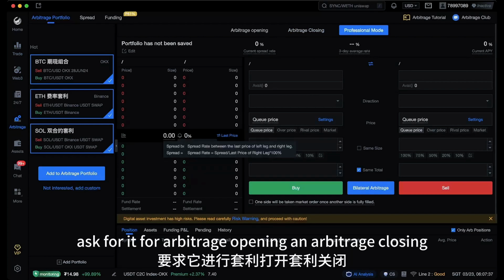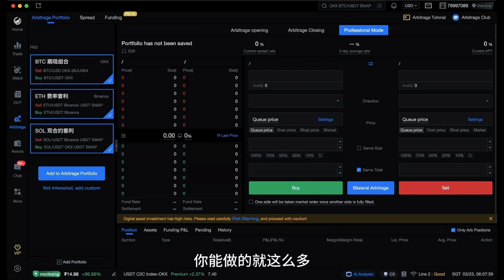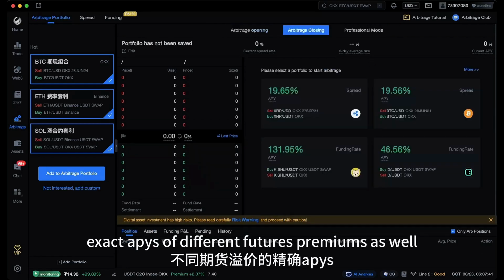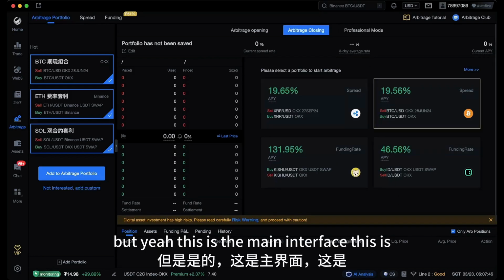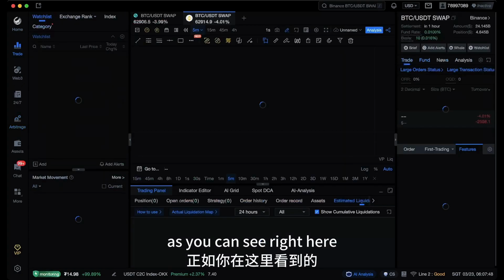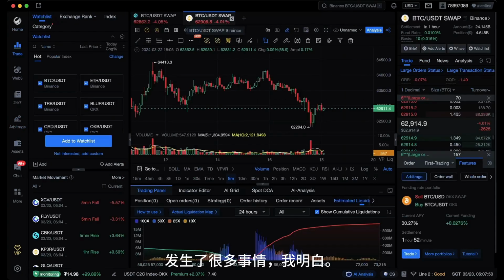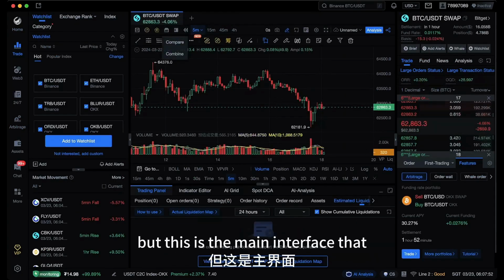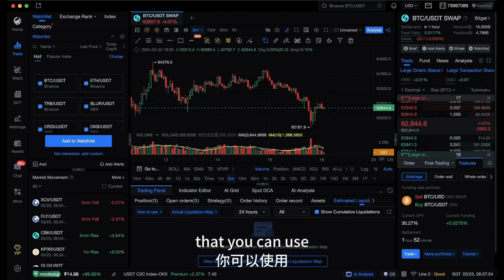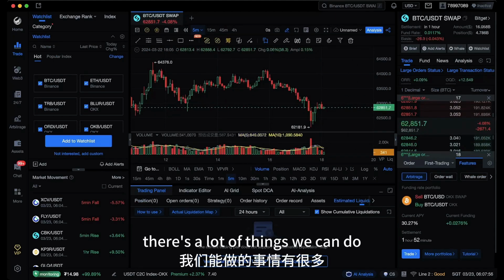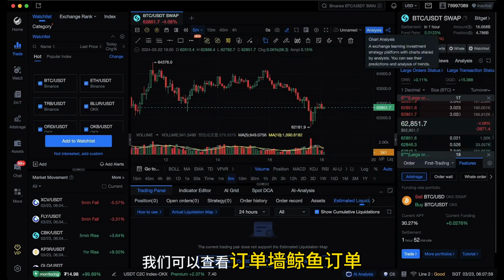It will even get you the best possible price if you ask for it for arbitrage opening and arbitrage closing. There is just so much you can do. It tells you the exact APYs of different futures premiums as well. But yeah, this is the main interface. As you can see right here, there's a lot going on. I understand that, but this is the main interface that you can use.